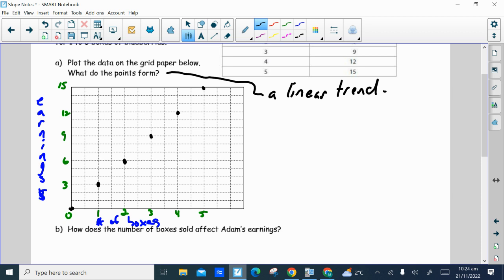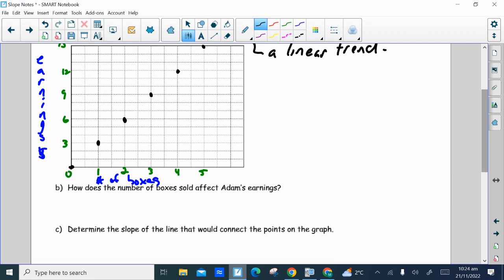Part B says, how does the number of boxes sold affect his earnings? Well, the more boxes he sells, the more he gets paid. Okay? You can say as the number of boxes increases, his earnings will increase. They go up.